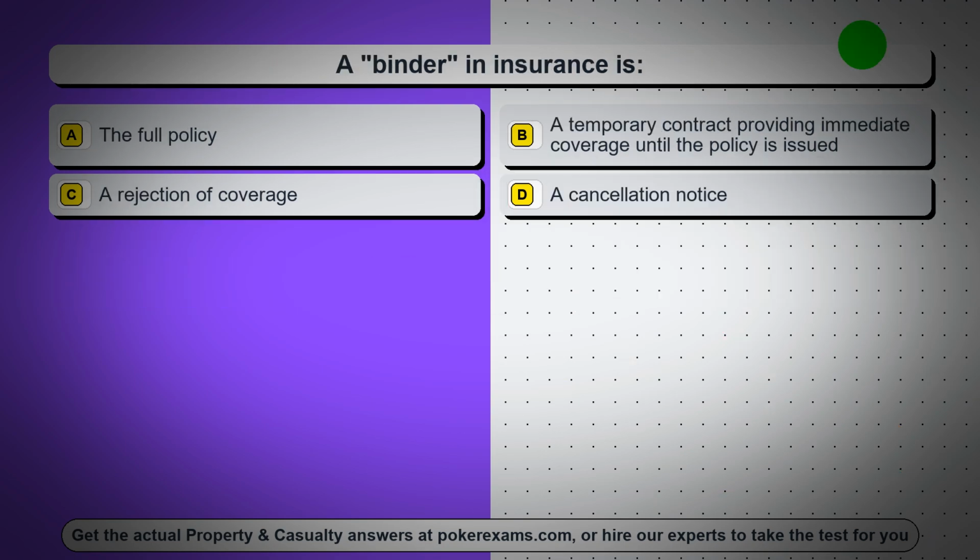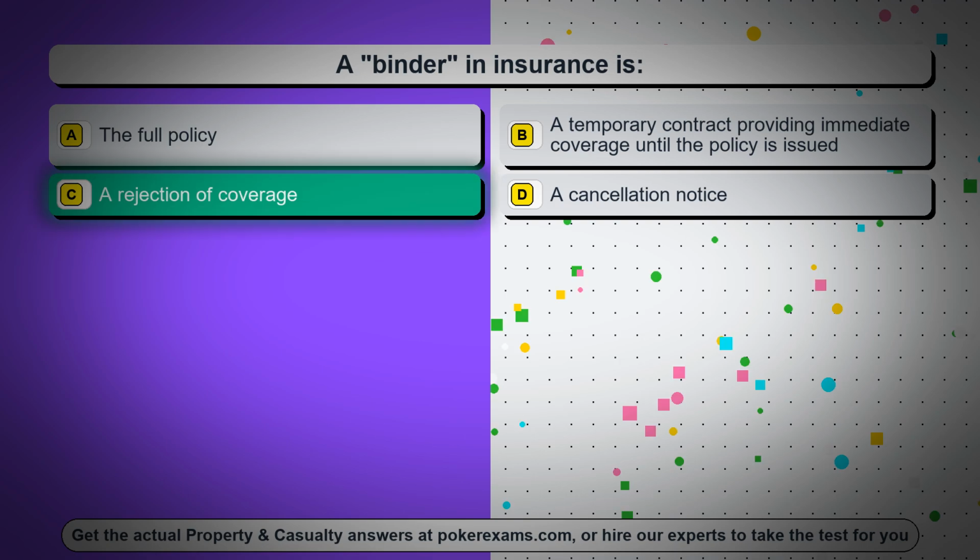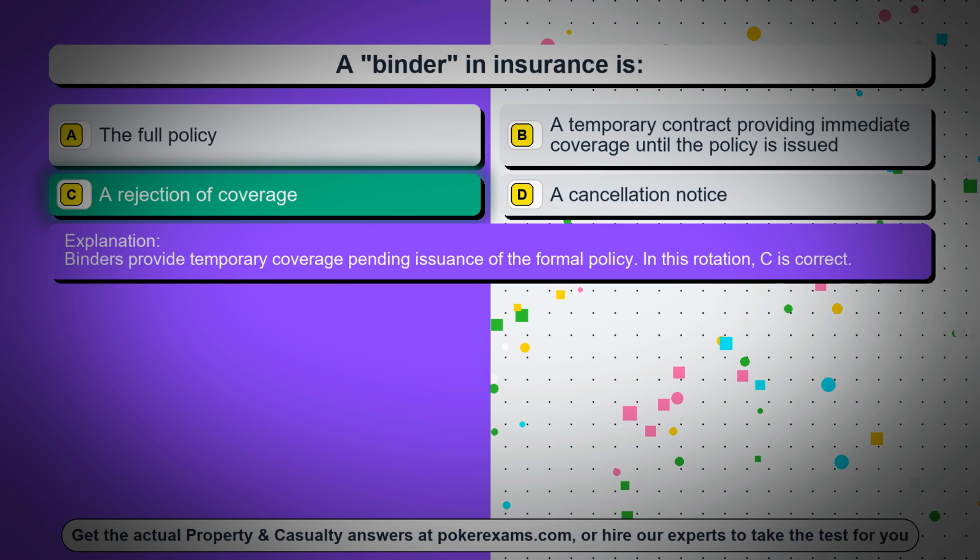Question 6. A binder in insurance is: Option A, the full policy. Option B, a temporary contract providing immediate coverage until the policy is issued. Option C, a rejection of coverage. Option D, a cancellation notice. The correct answer is option C, a rejection of coverage. Binders provide temporary coverage pending issuance of the formal policy. In this rotation, C is correct.